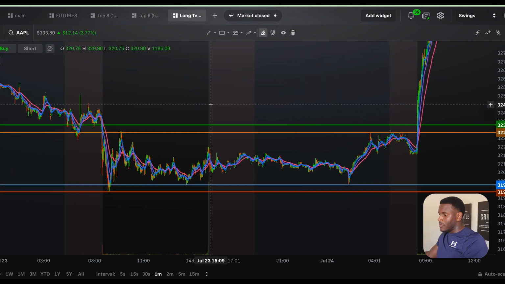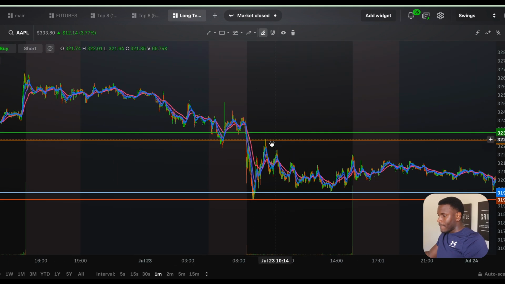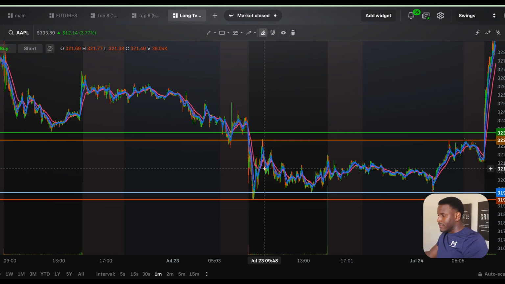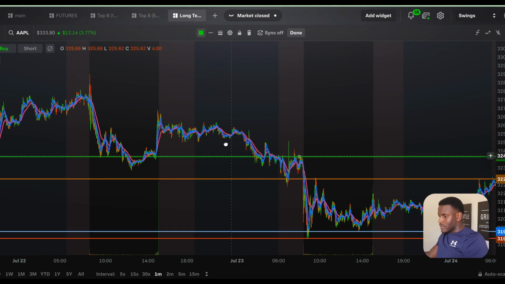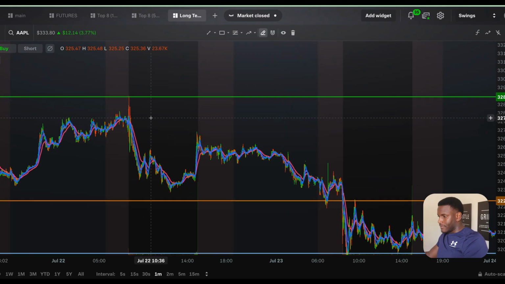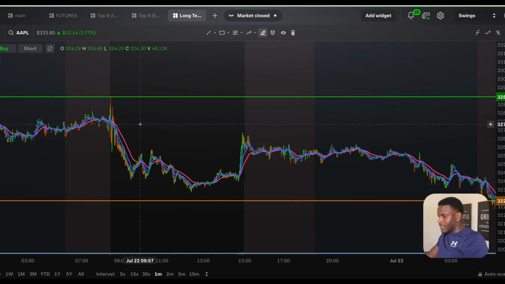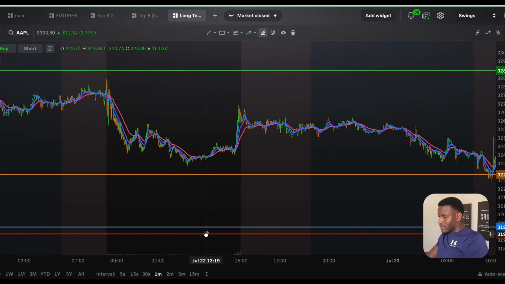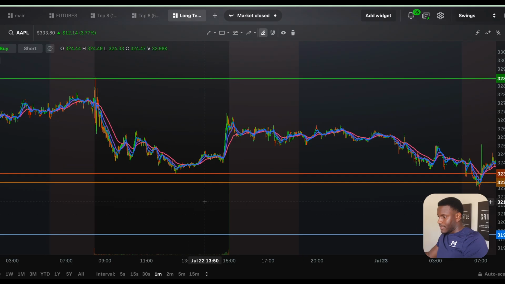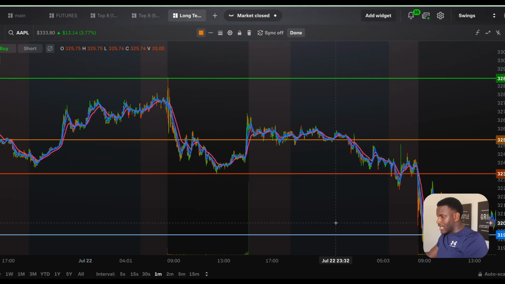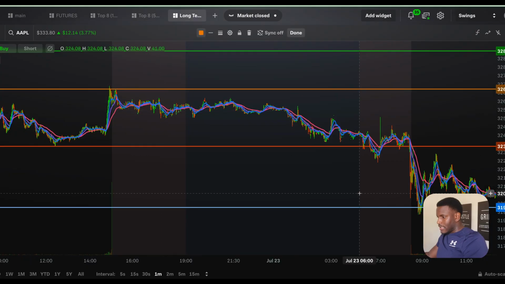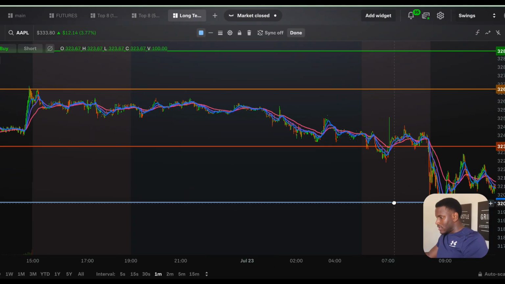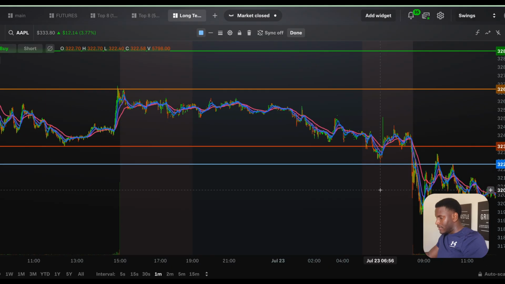So if we go back a little bit more now, let's analyze Apple on the previous day, right? If I draw my levels on the day before, so previous day high up here, previous day low right here, pre-market high in this case is going to be up here, and then my pre-market low is going to be down here, right?